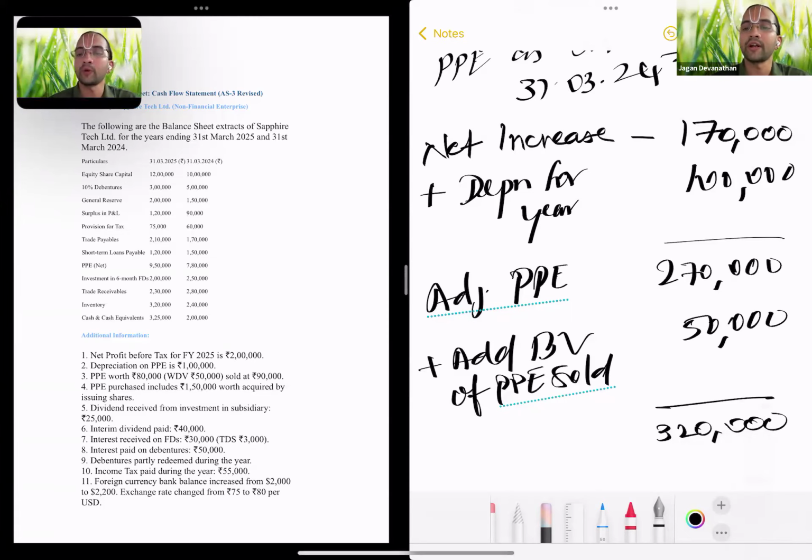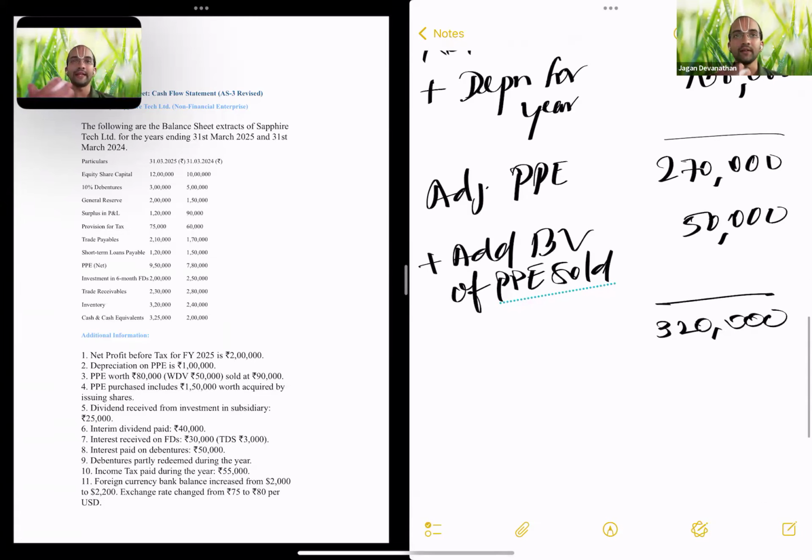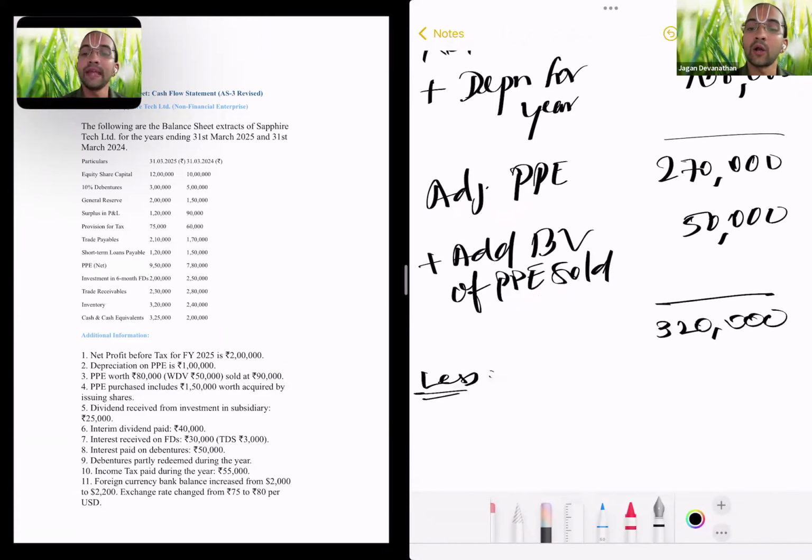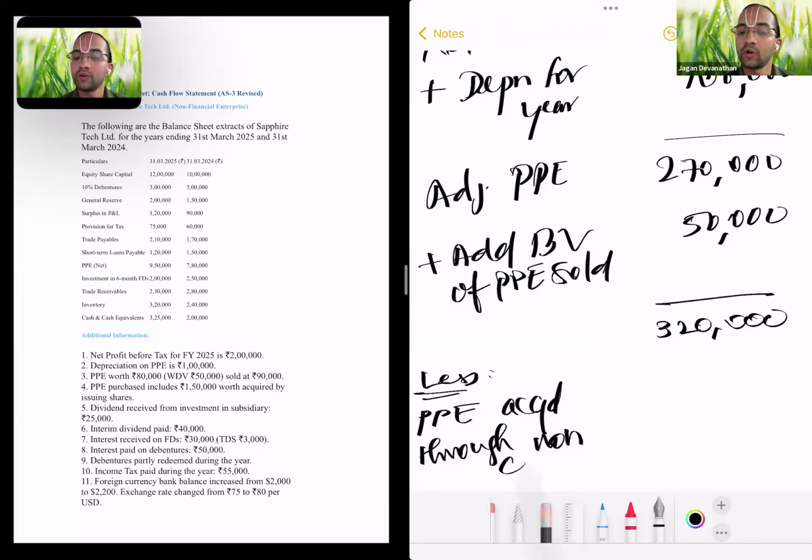So I hope you're understanding. The thing is, we are actually calculating the entire PPE, and we are reducing whatever is not through cash, right? So this is the exercise that we are planning to do based on this activity. Now what we are doing is, we will reduce PPE acquired through non-cash means, that is by issue of shares.